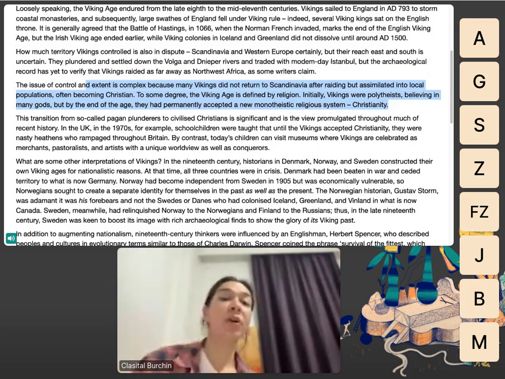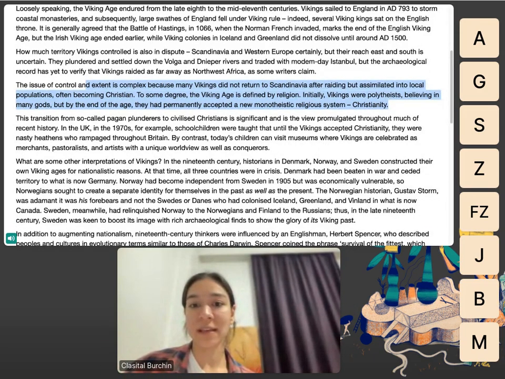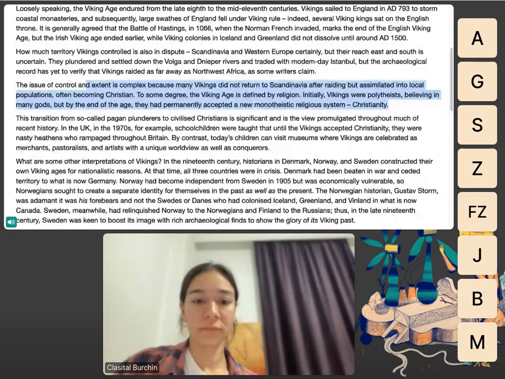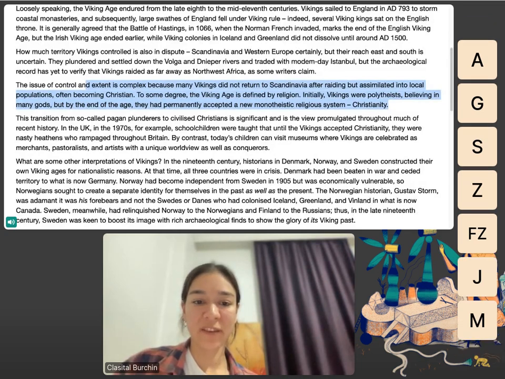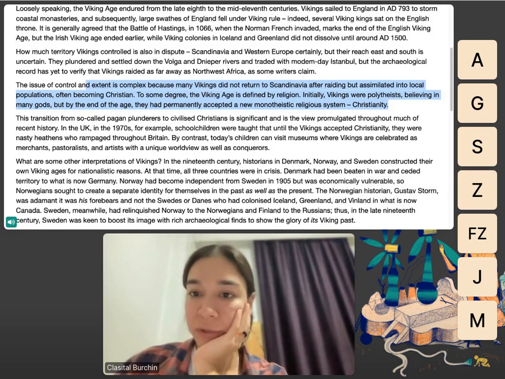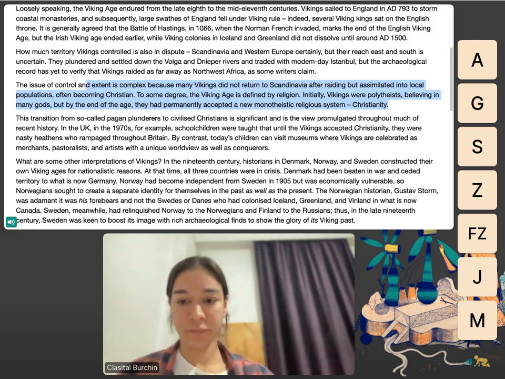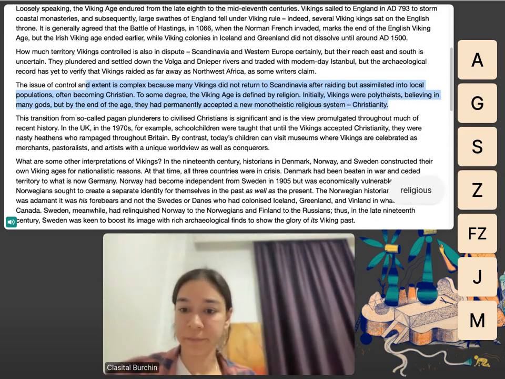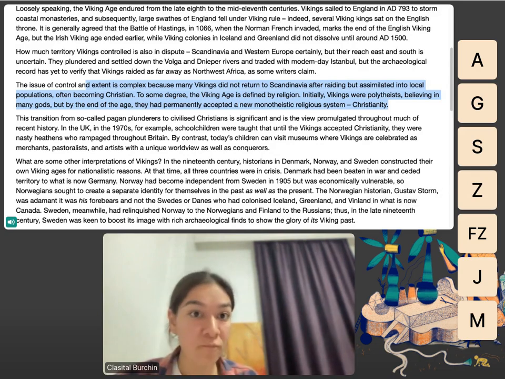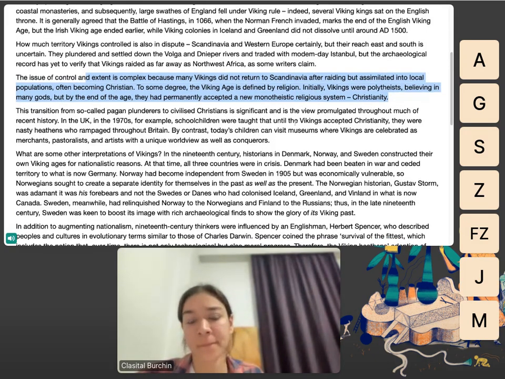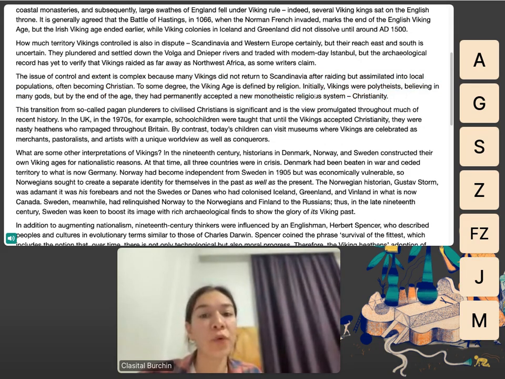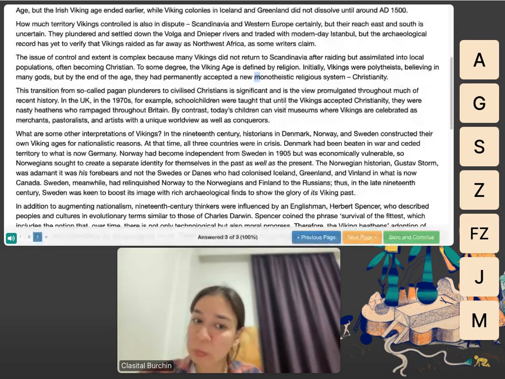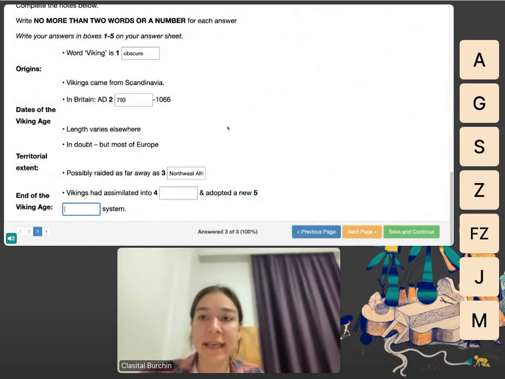The issue of control and extent is complex because many Vikings did not return to Scandinavia. But do you think maybe it was too cold for them? Local populations. Ah, good. I mean, now I see your answer. Very good. Why is that? Interesting. Monotheistic religious? A new monotheistic religious system. To a new, oh, I see, nice.